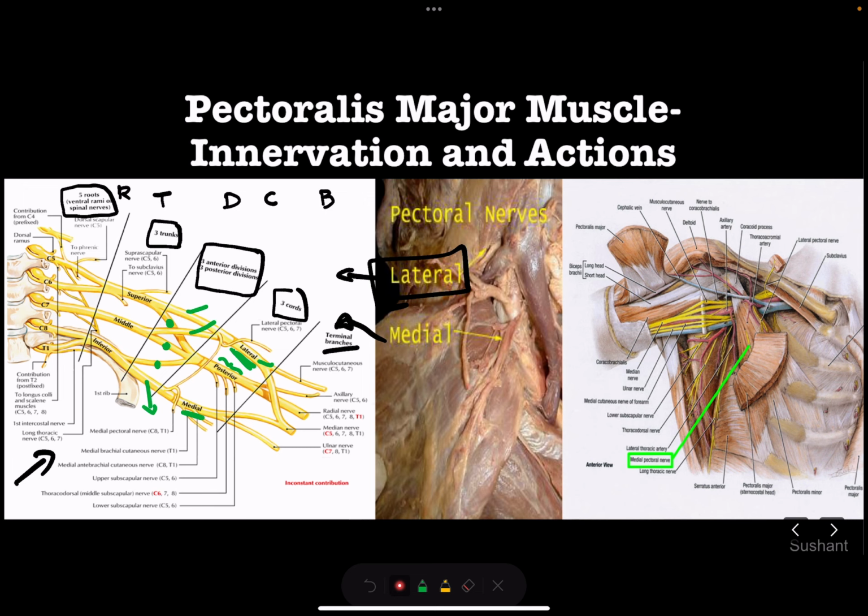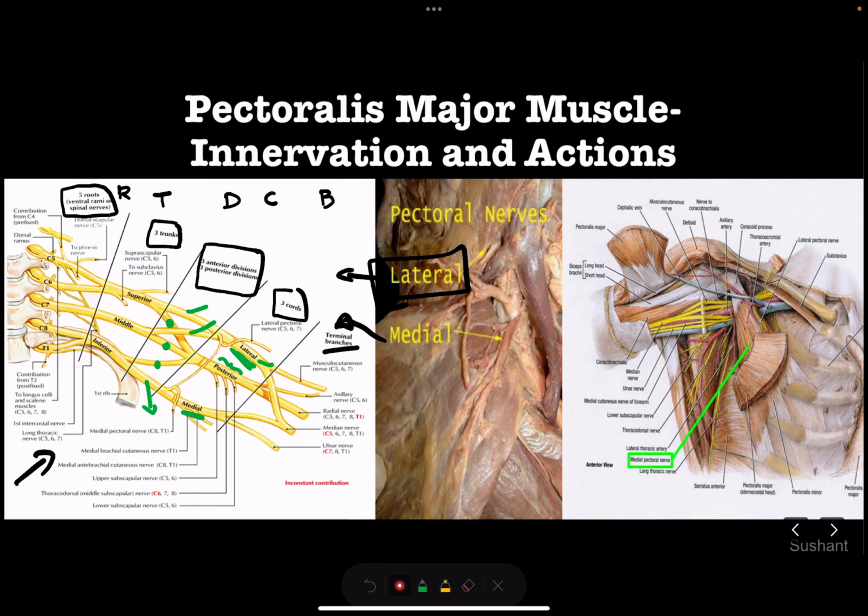So two things to remember. The pectoral muscles, that is major and minor, are supplied by the medial and lateral pectoral nerves. The lateral pectoral nerve comes from the lateral cord of the brachial plexus. The medial pectoral nerve comes from the medial cord. The lateral pectoral nerve has the root value C5, C6, C7, and the medial pectoral nerve has the root value C8, T1. The lateral pectoral nerve pierces the clavipectoral fascia and then supplies the pectoralis major muscle, whereas the medial pectoral nerve supplies the pectoralis minor and then supplies the pectoralis major muscle. So these are the innervations of the pectoralis major.